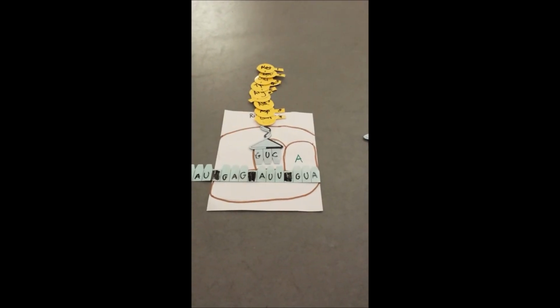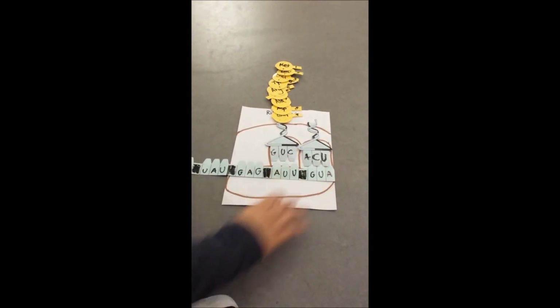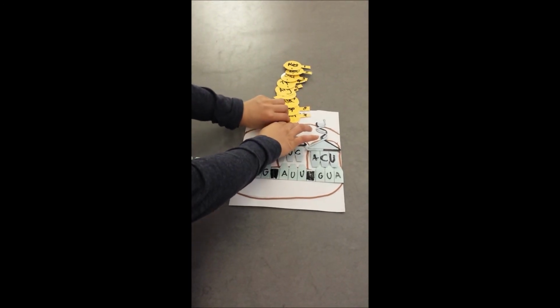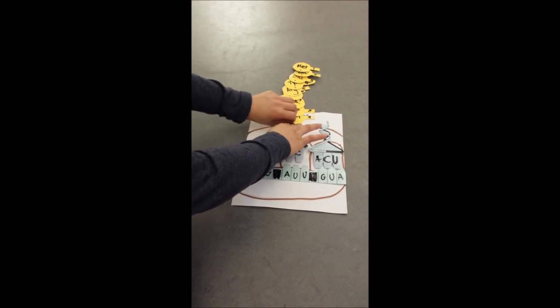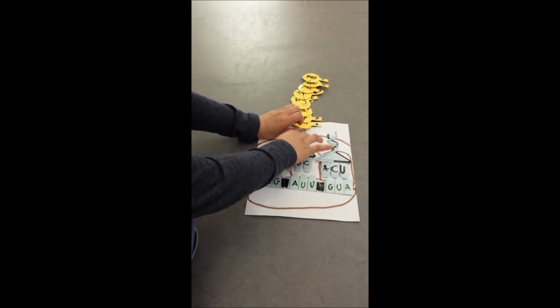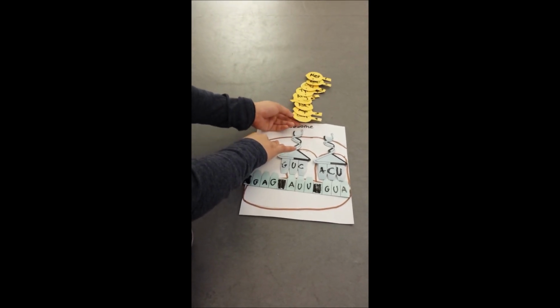The last step of translation is termination. This is when the stop codon on the mRNA is reached. There are 3 stop codons, UAA, UAG, and UGA, and it can be any of those. When the stop codon matches with its complementary anticodon of tRNA in the A site, the tRNA doesn't have an amino acid attached to it.